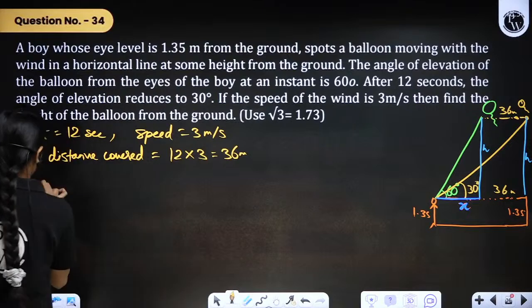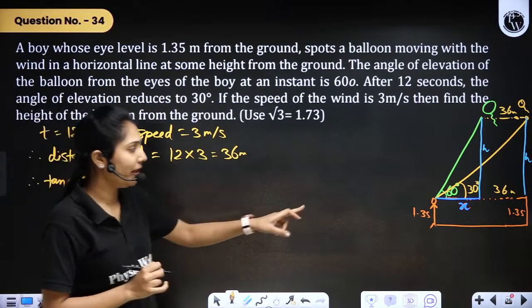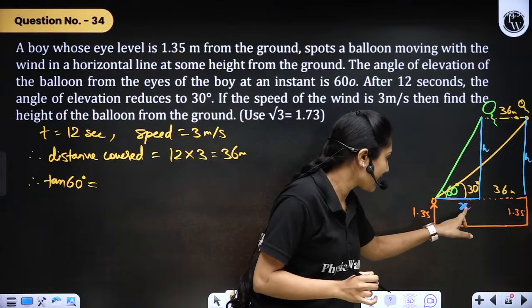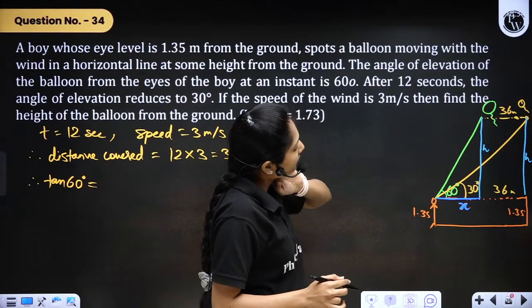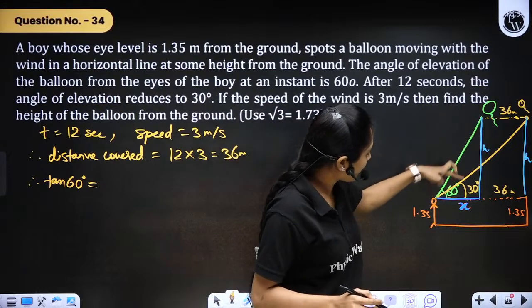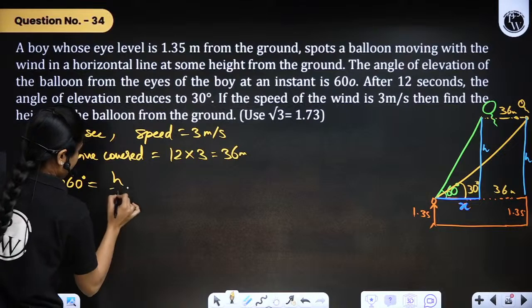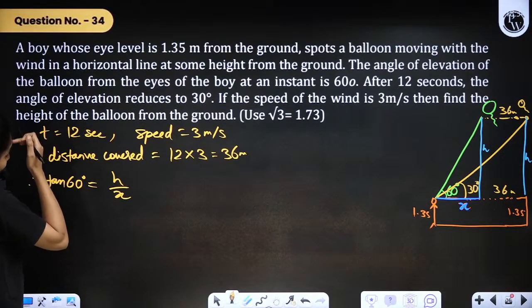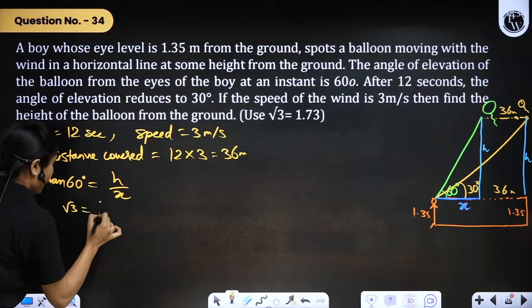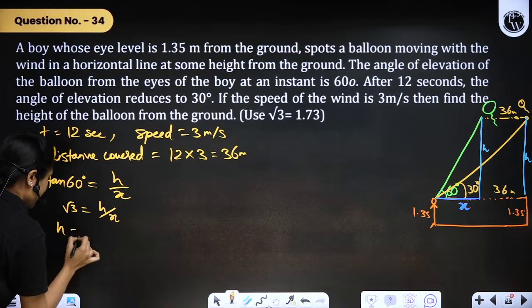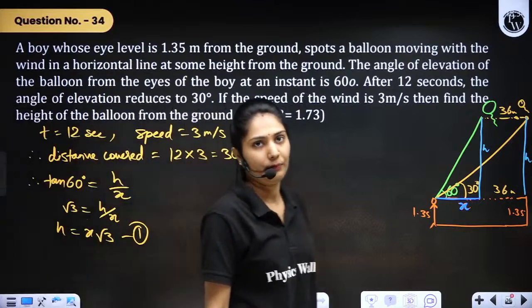Therefore, tan 60 degree will be opposite upon adjacent, correct? So for tan 60, opposite upon adjacent means h by x. And tan 60 is root 3, no? Root 3 is equal to h by x. So h is equal to x root 3. Let it be equation number 1.